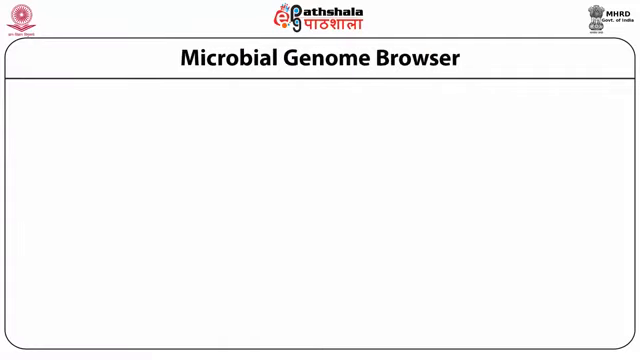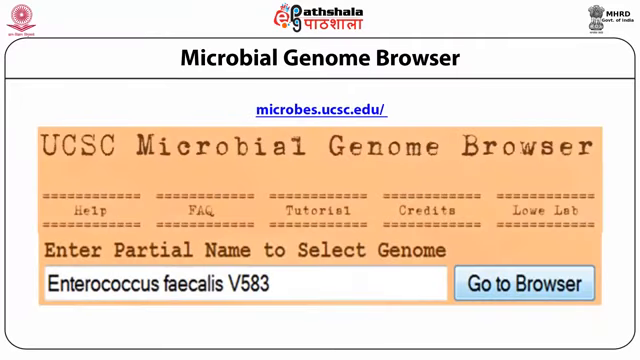First of all, let us use the Microbial Genome Browser to download the necessary prokaryotic DNA sequence to be used for the construction of an operon. In the present example, we will use an operon from Enterococcus faecalis, which encodes 2 proteins.